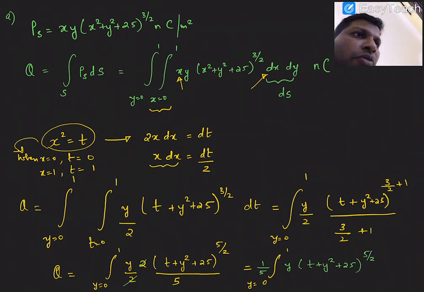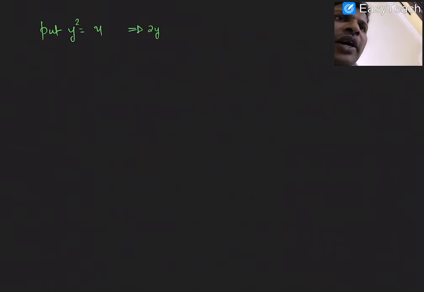Then I think I forgot to write dy. Please add dy here also. So dy. Now again we will put the substitution for y square. So now put y square is equal to u. This implies that 2y into dy will be equal to du. So y dy I can replace with du over 2.